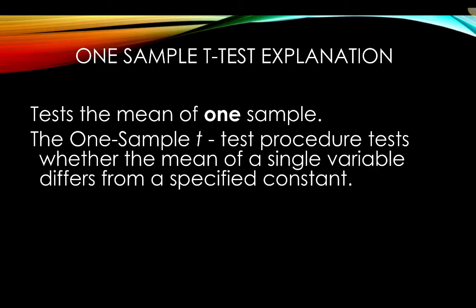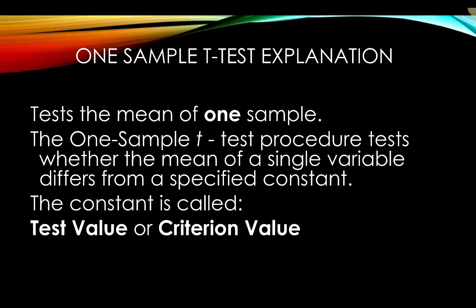The one sample t-test procedure tests whether a mean of a single variable differs from a specific constant. The constant is called the test value or criterion value. This will be on your quiz and your test, so you need to understand what a test value or a criterion value is.